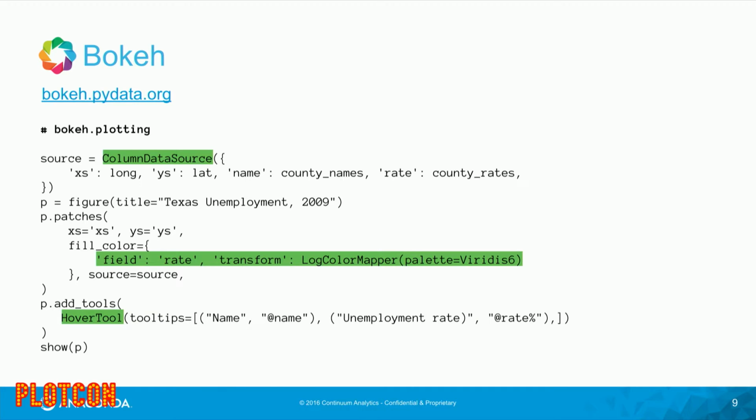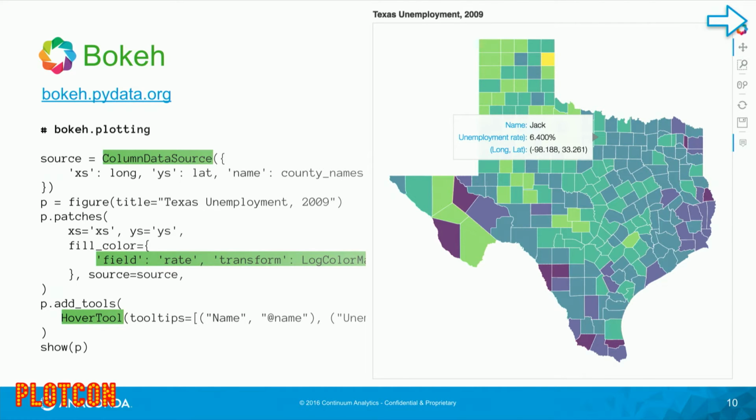So in this example, we have taken the column rate, and then we've applied a color mapper to it so that we can turn percentages into colors. And then also, we are using that same data that's in our column data source to power the tooltips in our hover tool. And we have complete control over how that looks. And so that code will output something like this.